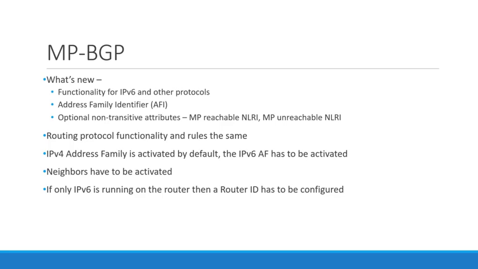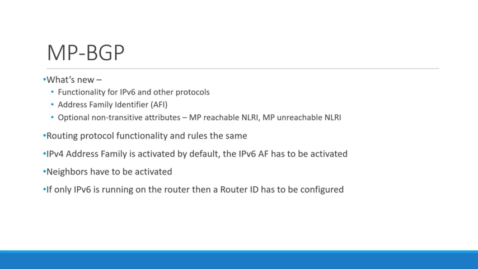A couple things to know. The IPv4 address family is activated by default. We need to activate the IPv6 address family. Neighbors have to be activated. And if we're only running IPv6 on the router, then the router ID has to be configured, because if you remember, a router ID is in a dotted decimal format. If it's not specifically configured, it's derived from the highest loopback address or the highest physical active IP address. And so if we're not running IPv4, then we have to specify the router ID.